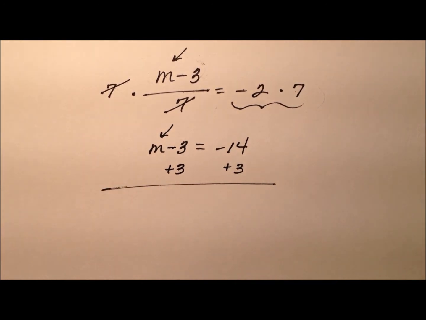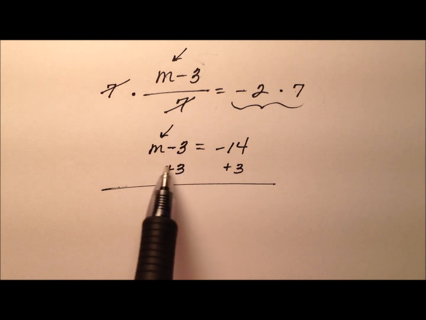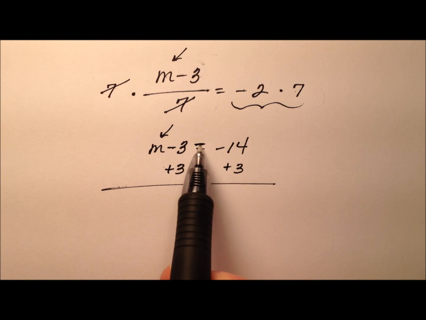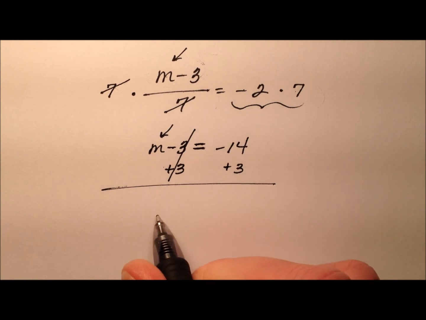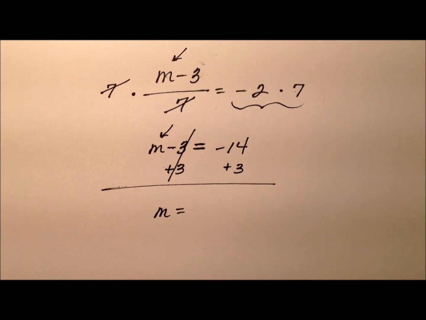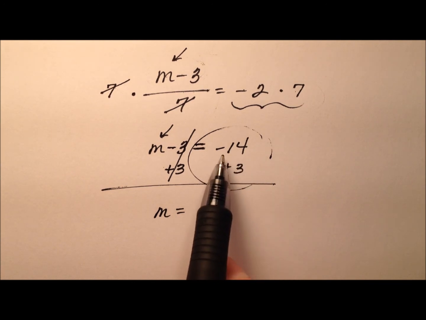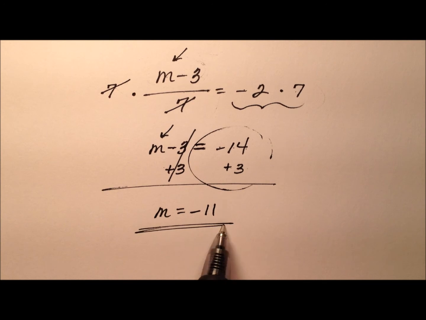And this, again, is the addition property of equality, and that just says when you add a value to one side of the equation, you need to do it to the other side as well to keep everything nice and equal, nice and balanced. All right, on the left side, those 3's cancel, leaving me with just that m, so m equals, and let's go ahead and do this integer addition, so negative 14 plus 3, that'll be negative 11.